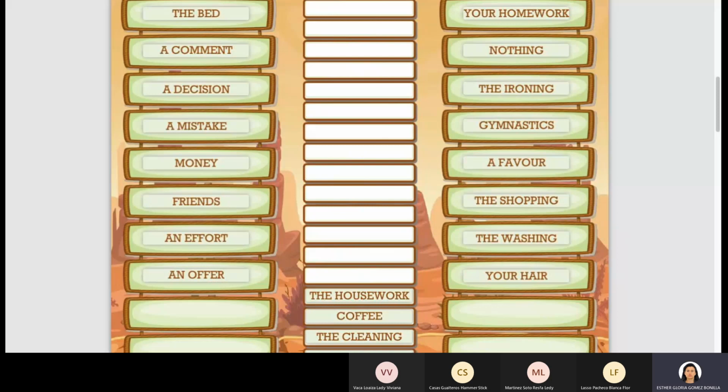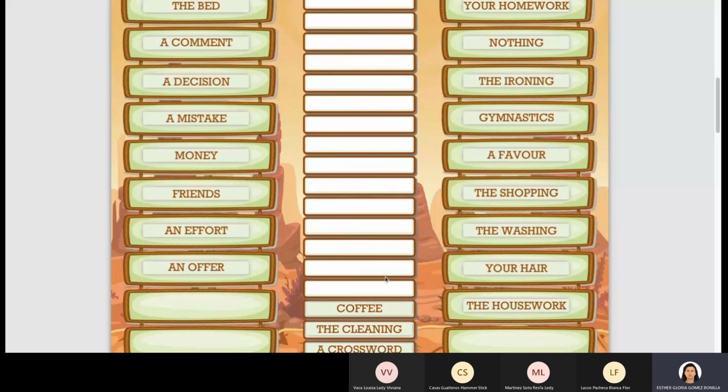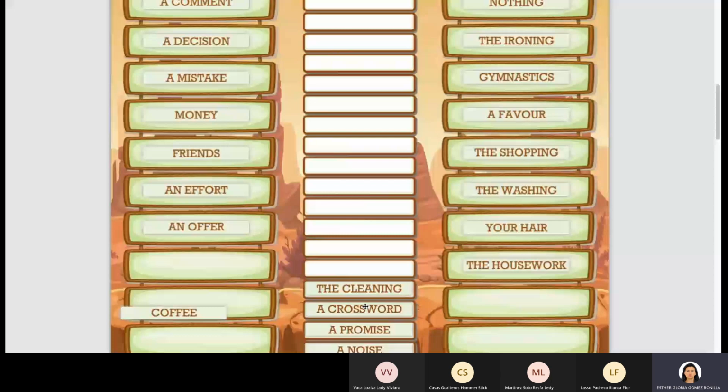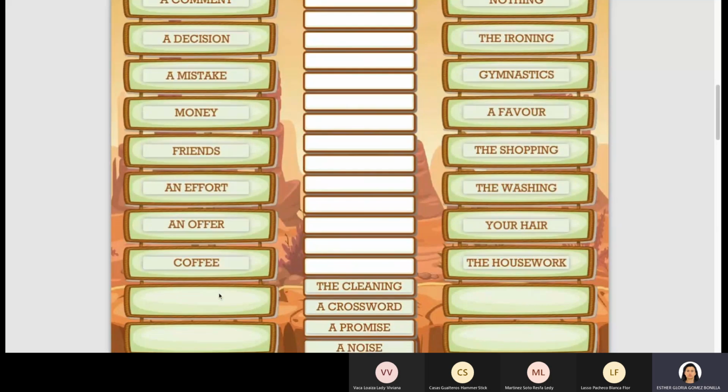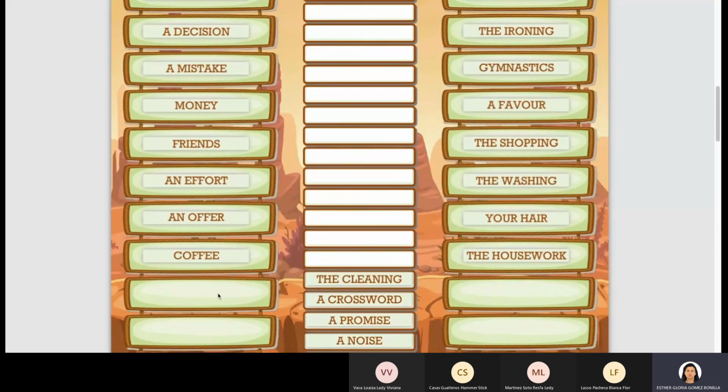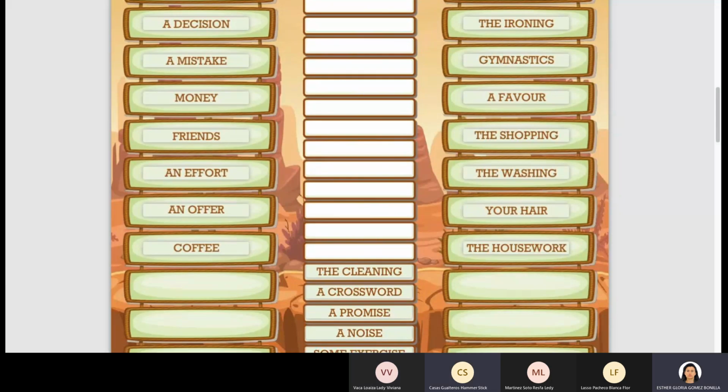What about housework? Do or make? Remember that housework refers to the tasks. Do the housework. Todos los oficios de la casa, incluyendo housework, do. Coffee. Make a coffee or do a coffee? Make, teacher. Make coffee. Very good. The cleaning. Make the cleaning or do the cleaning? Do the cleaning. Do.